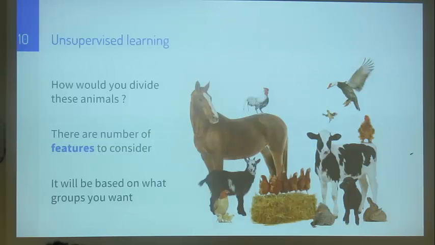If we just tell it whether they have feathers and whether they are white in color, it can cluster them like that. So there are a number of features to consider. You can cluster these animals in many ways. It only depends on the features that you give to your model. Based on that, the machine will cluster.